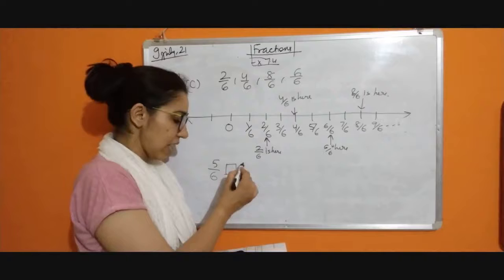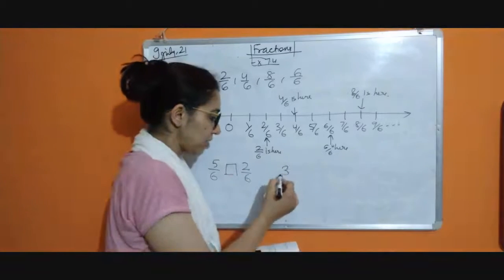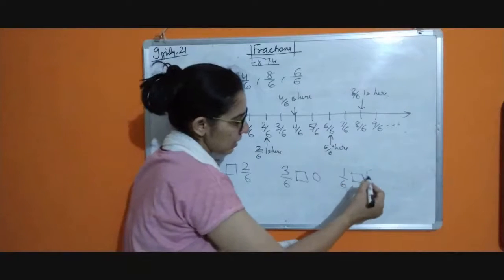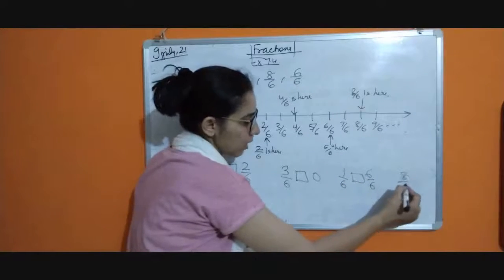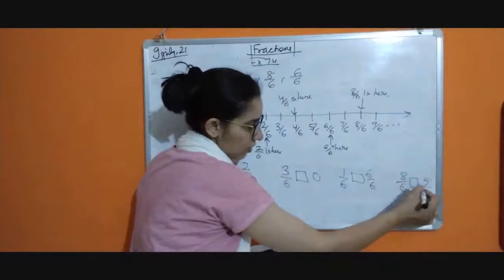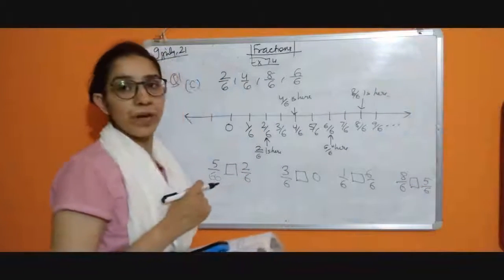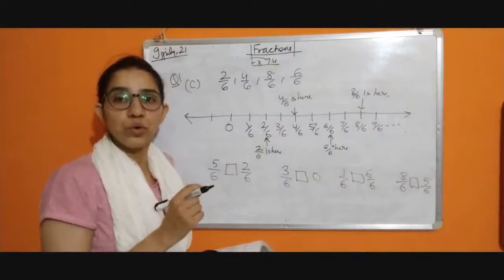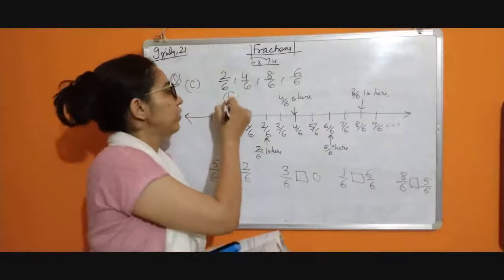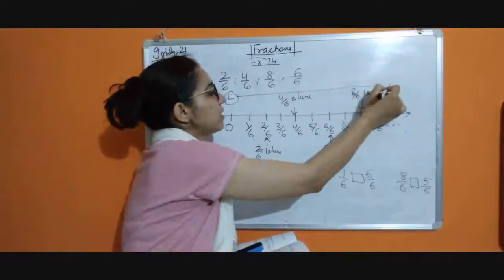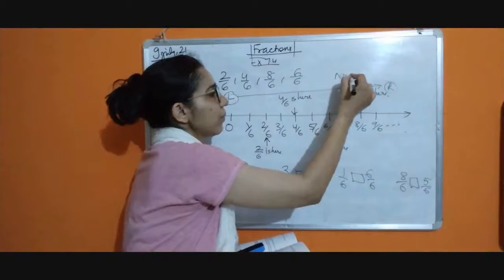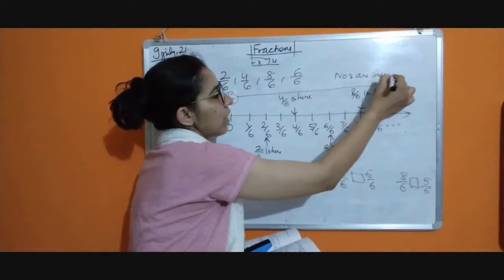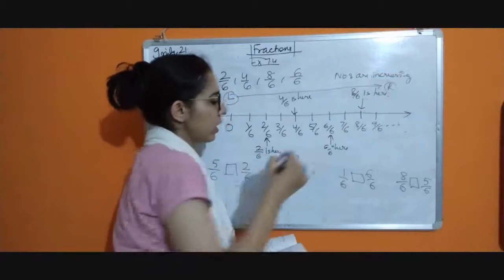So 5 by 6 and 2 by 6, 3 by 6 and 0, then 1 by 6 and 6 by 6, and the last one is 8 by 6 and 5 by 6. Okay. Now I want you to remember one thing. When we were representing our numbers on number line, I told you that when we are moving from left towards right, numbers are increasing. Okay.